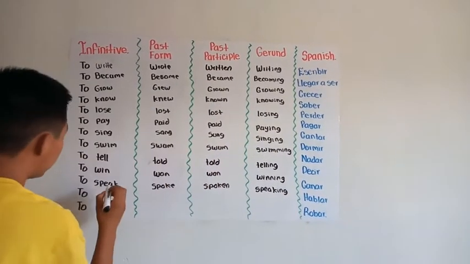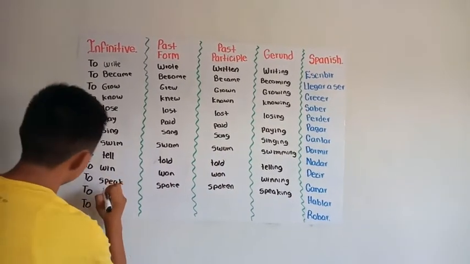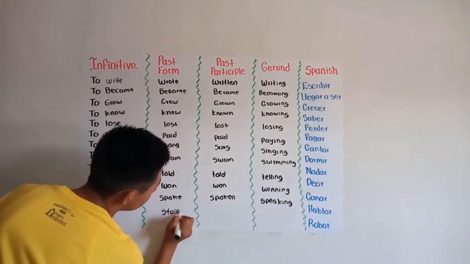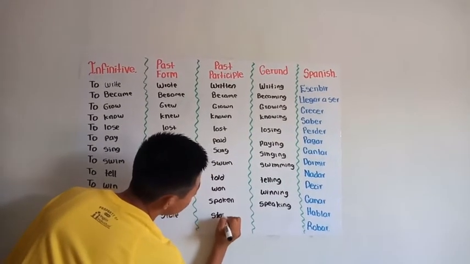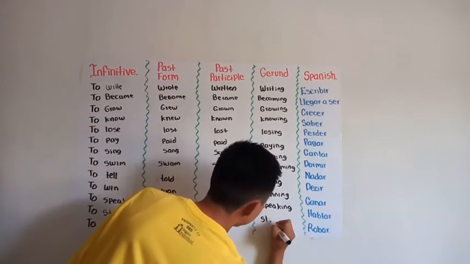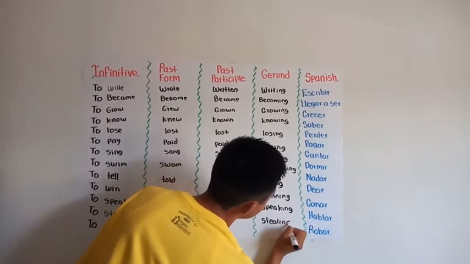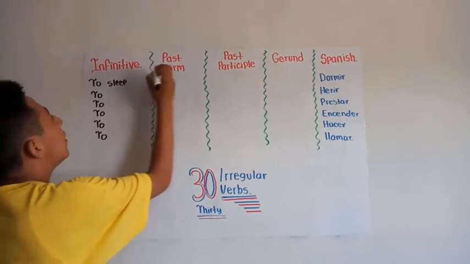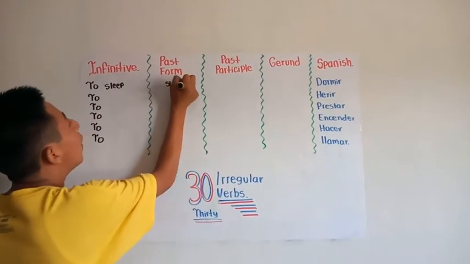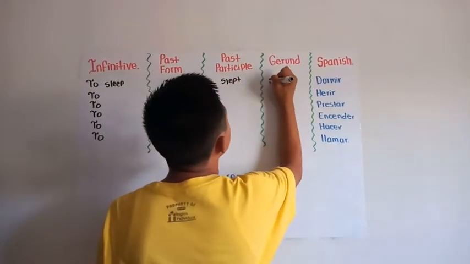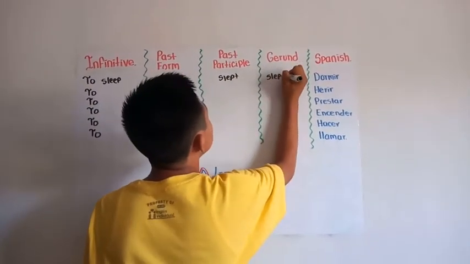And finally, robar. Stole, stolen, and stealing. Dormir, to sleep. Slept, slept, and sleeping.